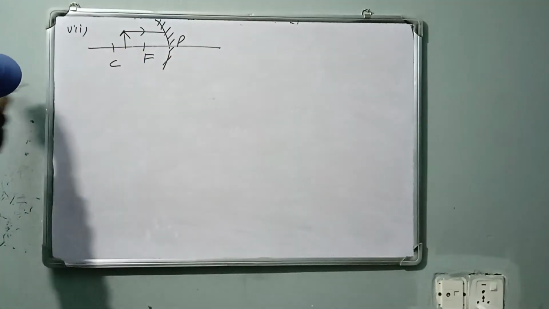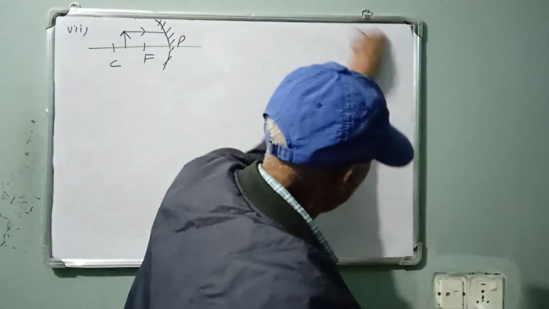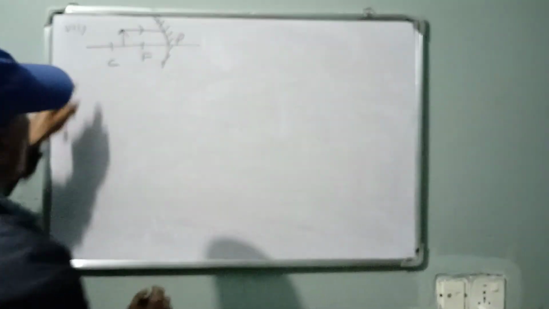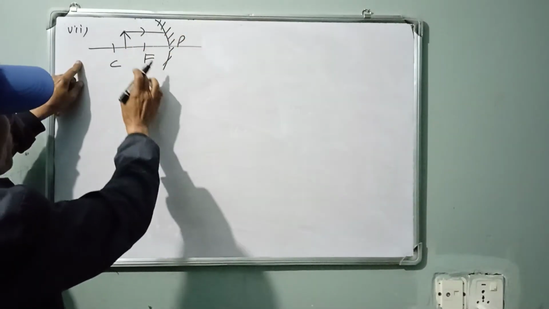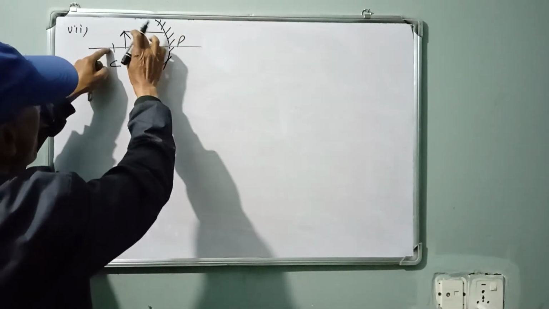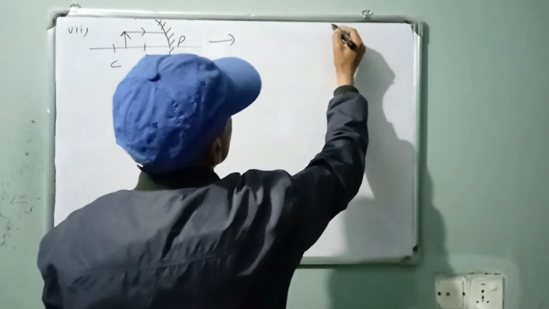The object is placed farther than F, closer than C. So see the diagram and find out. Object between C and F. The question is object between C and F. This is an incomplete diagram. The complete diagram is this.